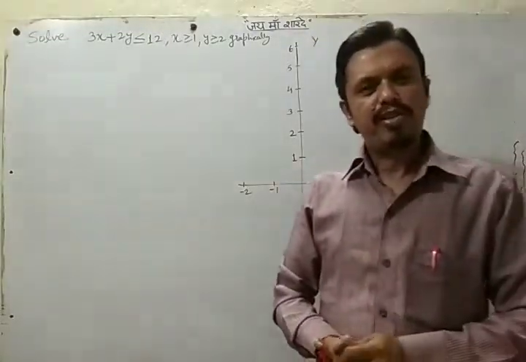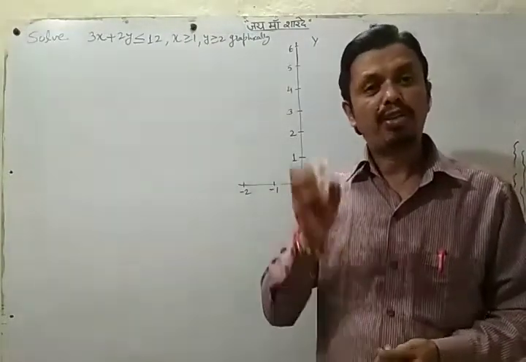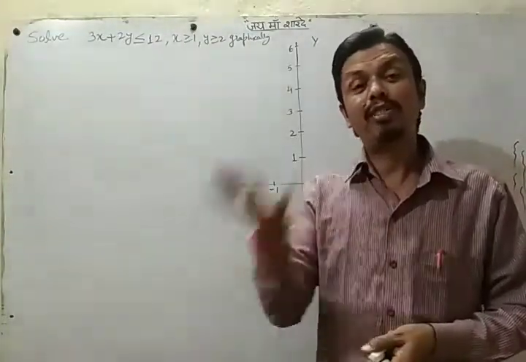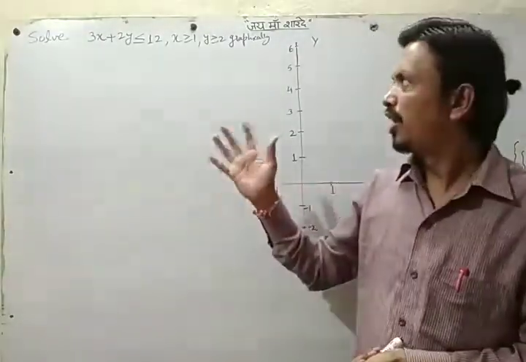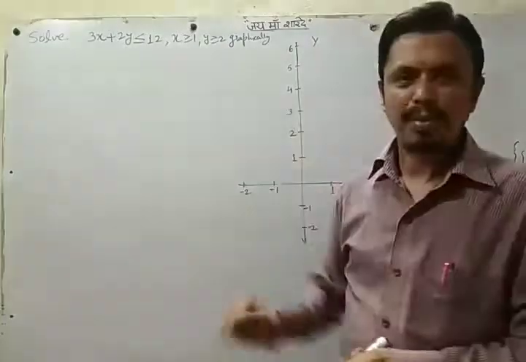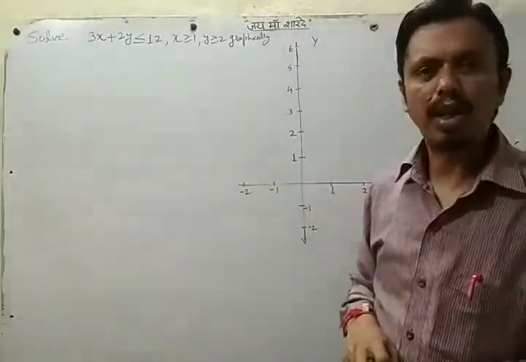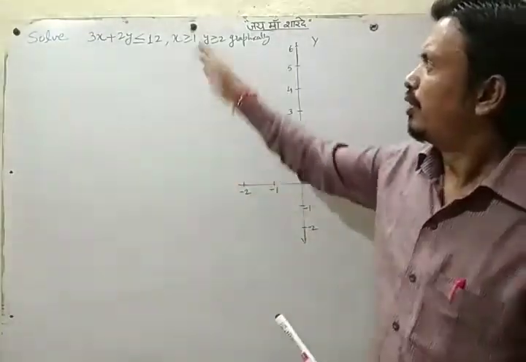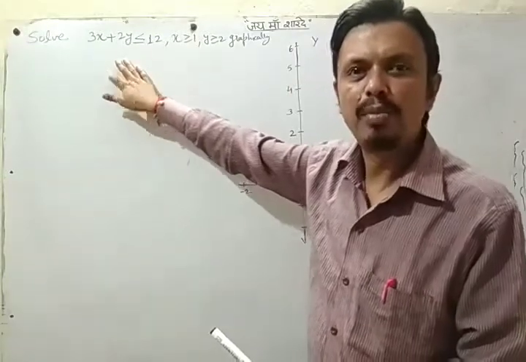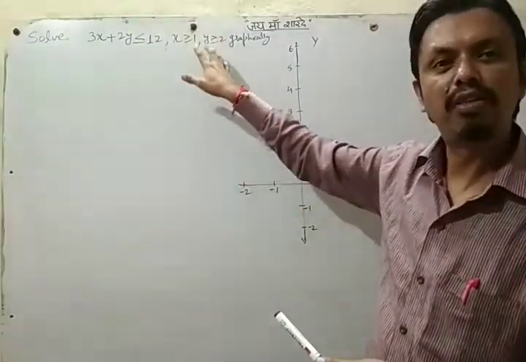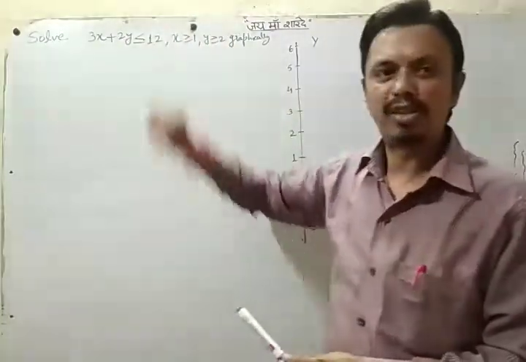Good morning, students. In the previous video we saw how to find the solution of a linear inequation in two variables if only one inequation is given. Now we have three inequations, and we need their solution. First we will find the solution of this inequation, then this inequation, then this inequation, and from that we'll find the solution of the system.